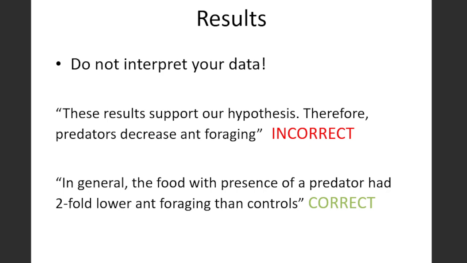You should not interpret your data in the results. "These results support our hypothesis, therefore predation decreases ant foraging" is incorrect in the results. "In general, the food with presence of predators had a twofold lower ant foraging than controls." This is correct. This does not interpret anything, this just states the facts that are present. This is what should be in your results. Interpreting the facts will be more in your discussion than your results.